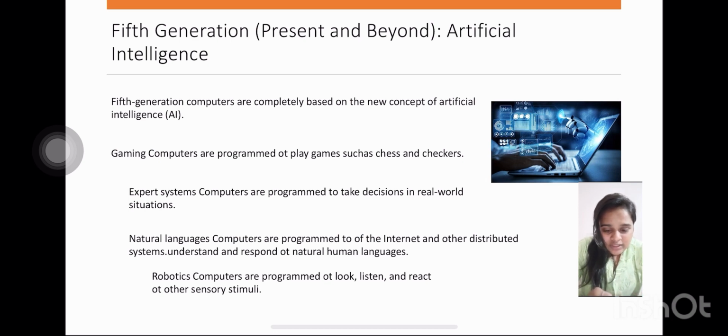Expert system computers are programmed to take decisions in real world situations. Natural language computers are programmed to understand and respond to natural human language. Robotics computers are programmed to look, listen, and react to other sensory stimulation.